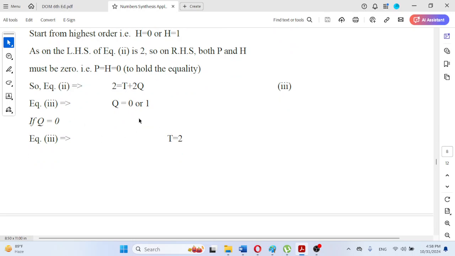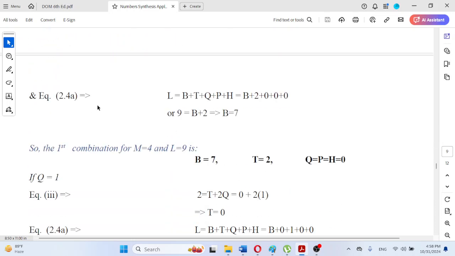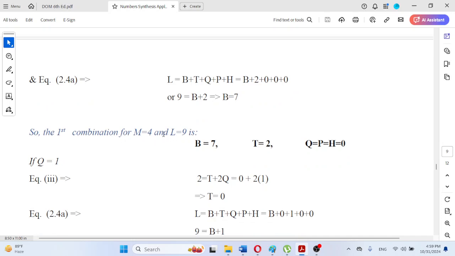If Q is equal to 0, we can observe that T is equal to 2, and the other equation will give the number of binary links. The total number of links is 9, so 9 minus 2 with binary link will be 7. So the first combination for M is equal to 4 and L is equal to 9 is 7 binary links, 2 ternary links, and all quaternary, pentagonal and hexagonal links will be 0. So the first combination for L is equal to 9 has been obtained.